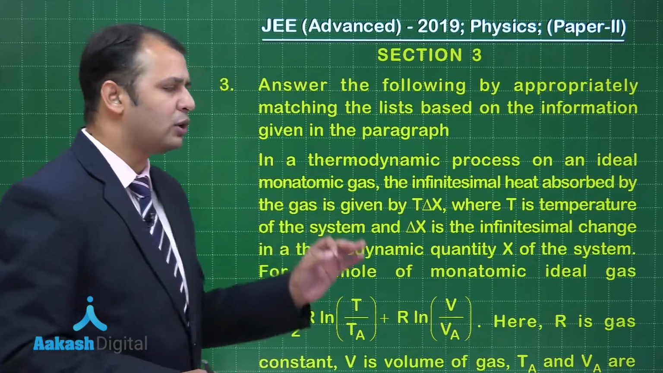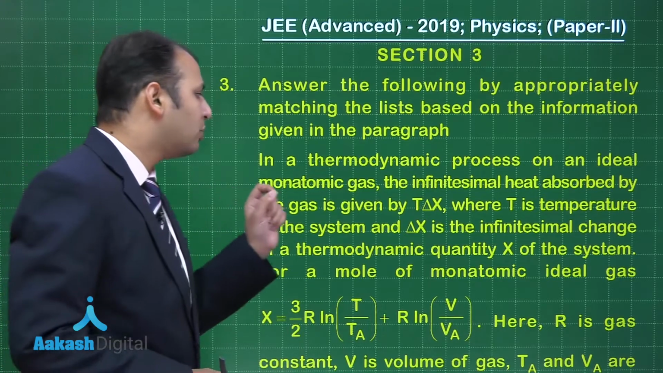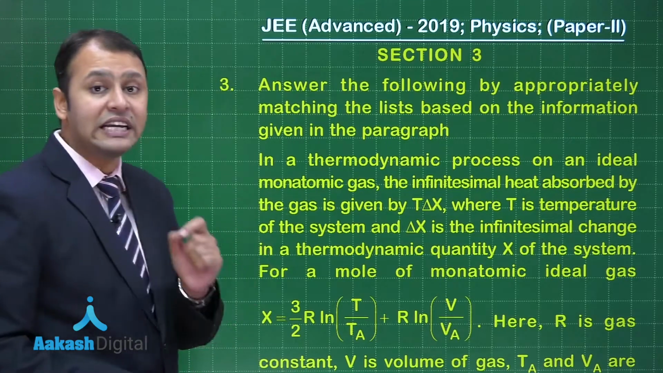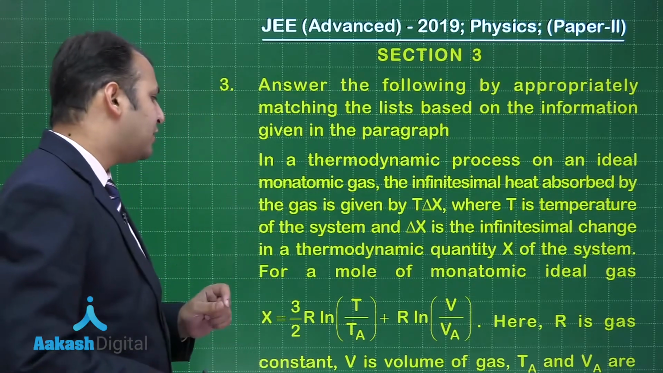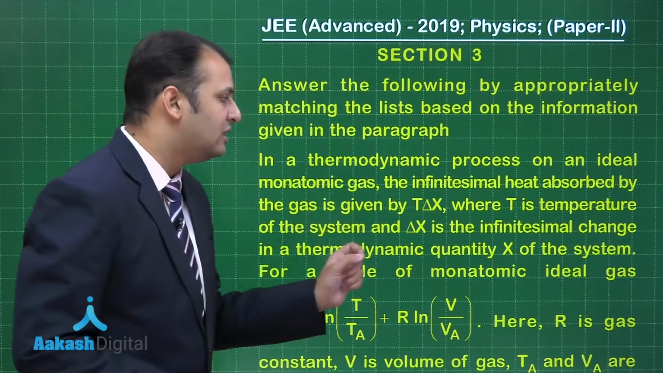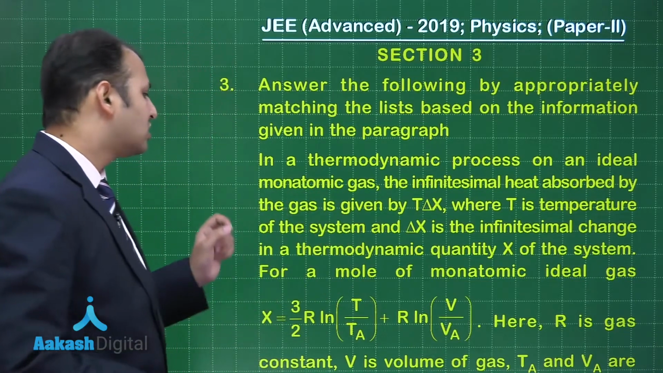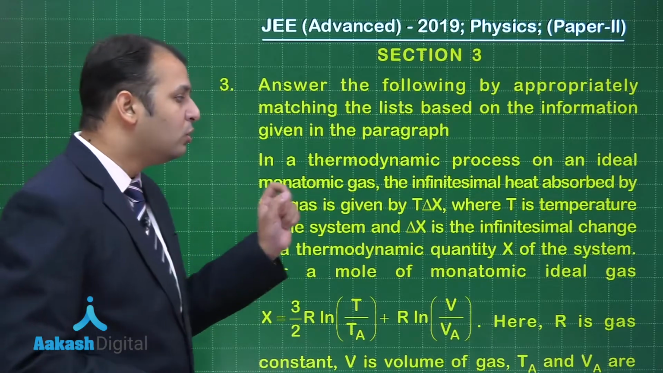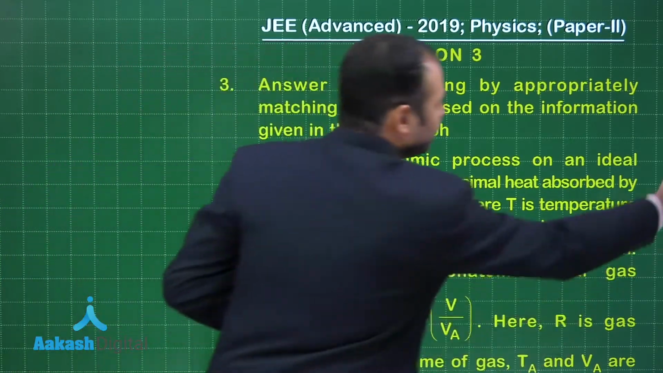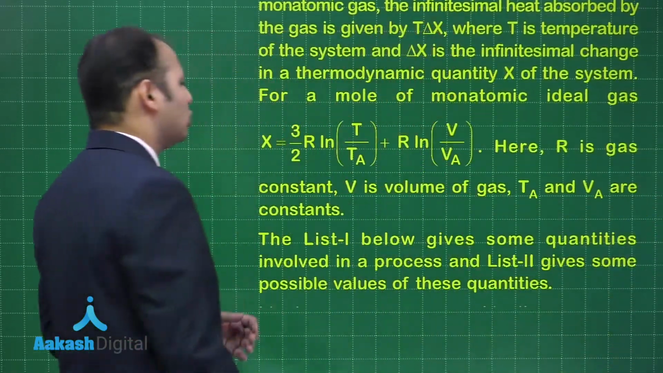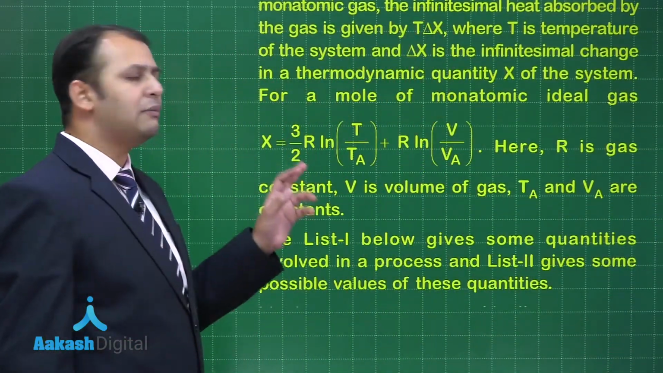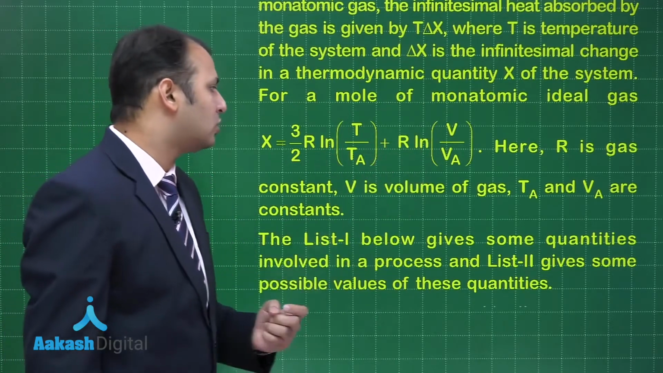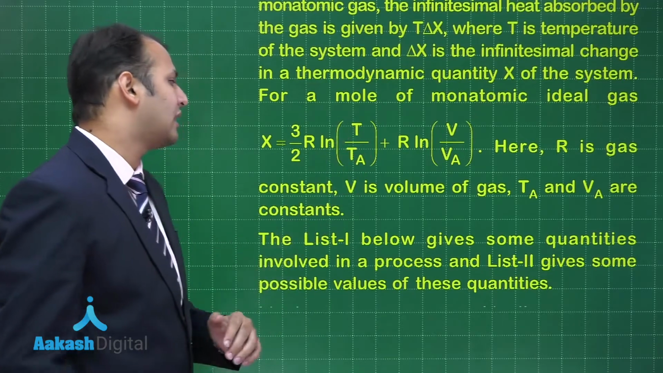In a thermodynamic process, on an ideal monoatomic gas, the infinitesimal heat absorbed by the gas is given by T delta X, where T is the temperature of the system and delta X is the infinitesimal change in a thermodynamic quantity X of the system. For a mole of monoatomic ideal gas, given this expression, X is equal to 3/2 R ln(T/TA), where T is a variable, plus R ln(V/VA), where V is a variable, VA is a constant and R is the gas constant.